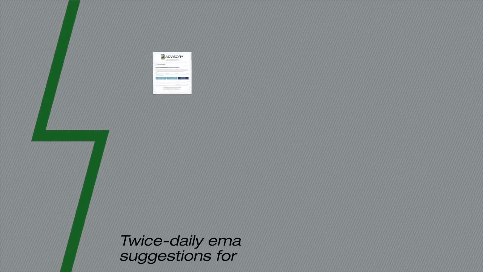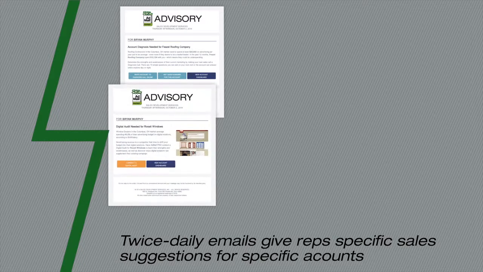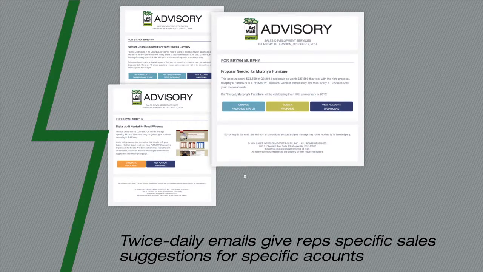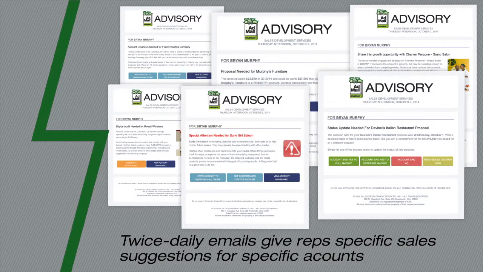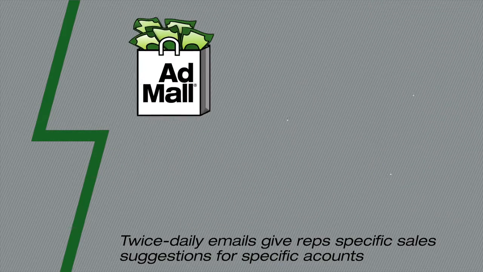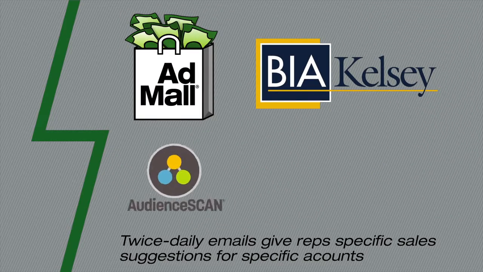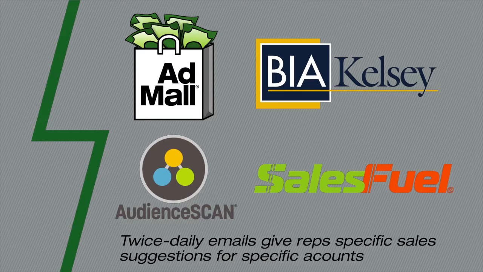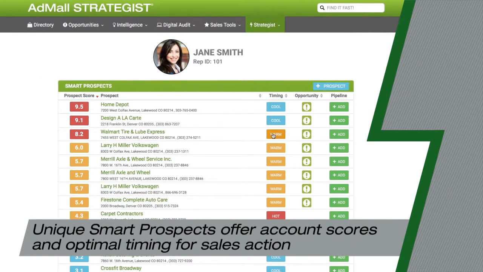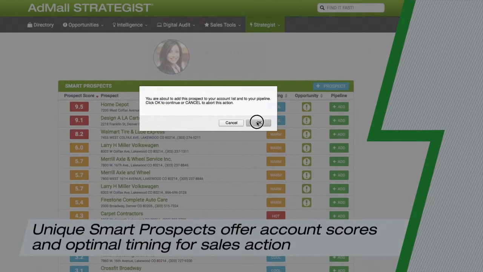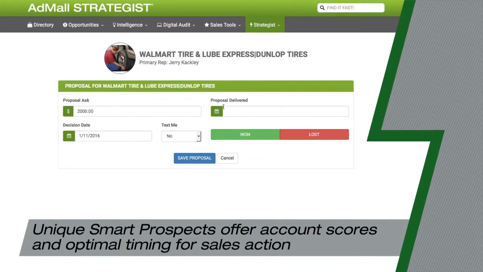Then, twice a day, AdMall Strategist deals each rep a specific account with a specific sales suggestion. These suggestions are based on the best demonstrated practices of the best sales representatives using sales intelligence from AdMall, BIA Kelsey, Audience Scan, and Sales Fuel. AdMall Strategist even offers smart prospects, which are unique to each sales rep. They can easily claim and add these to their pipeline.